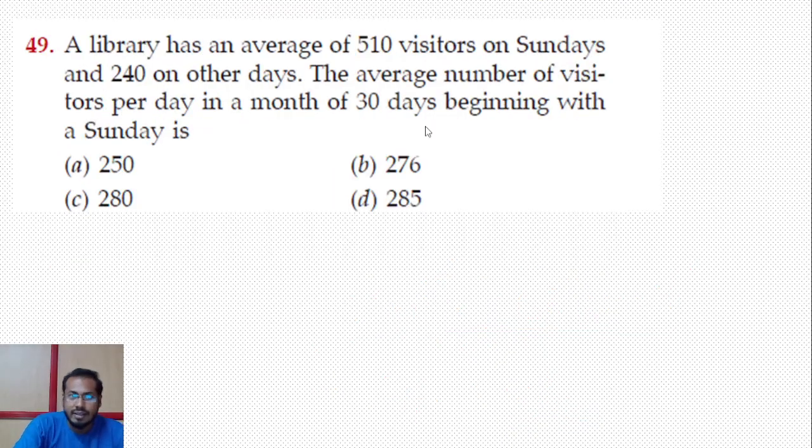Okay, right. Next question. Sir, most repeated question. You can see this type of question in all the interviews. Okay, look at this. A library has an average of 510 visitors on Sundays and 240 on other days. The average number of visitors per day in a month of 30 days. In the month எவ்வளோ days தான் இருக்கு? Totally we had 30 days only.